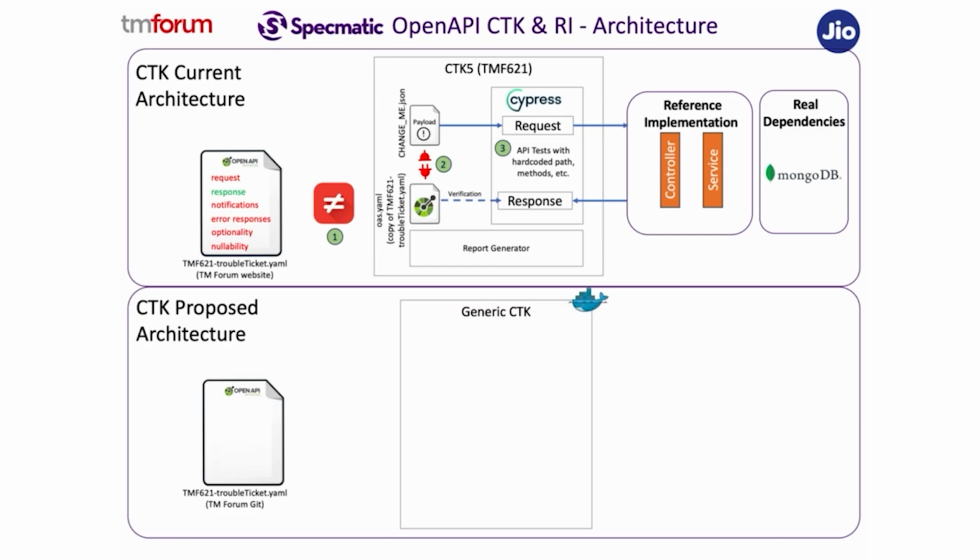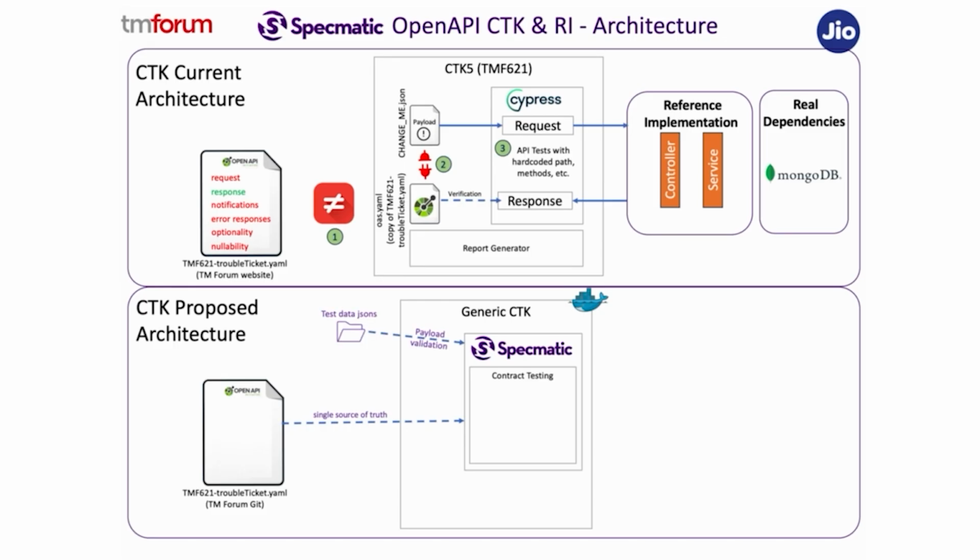We have a generic CTK now. We don't have a CTK which is specific to each API, but we have a generic CTK which is also Dockerized. And this CTK internally is powered by Specmatic, where we're using contract tests that Specmatic is known for to basically do the conformance testing. This Specmatic itself will pull at runtime the OpenAPI specification from the Git repo, which is the single source of truth, and it's not duplicating any of this stuff.